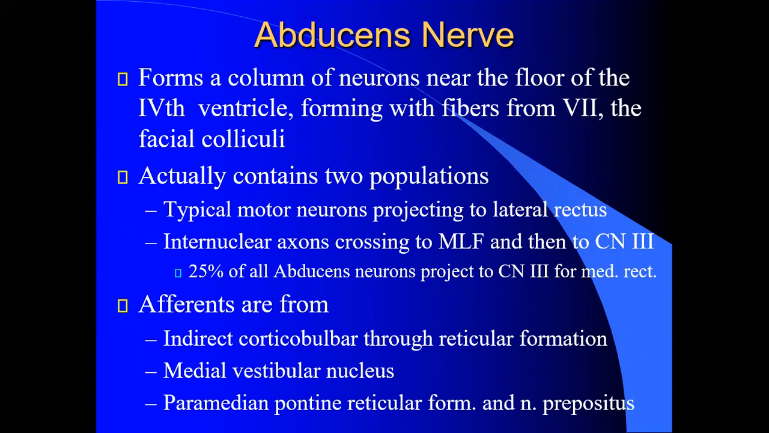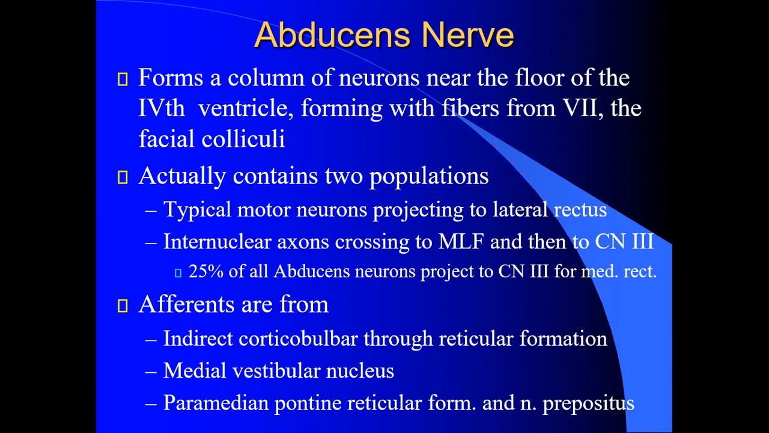The 6th, the abducens nerve, is a column of neurons right near the midline, because these are true somatic motor, near the floor of the fourth ventricle. And we already talked about the facial colliculus. There are 2 populations of neurons within the abducens. There are the typical motor neurons that are going to innervate the lateral rectus. But then there is also this other group that is actually part of the abducens nucleus.